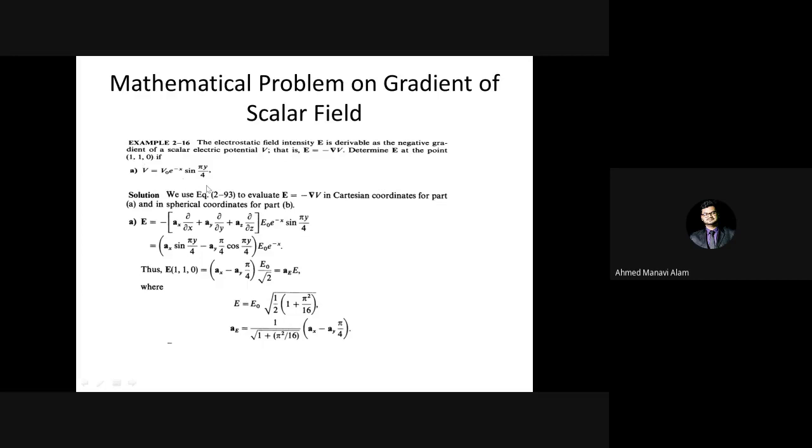Now, if we look very closely, the voltage expression is given something like this: V equals V naught e to the power minus x sine pi y by 4. By looking at this, it might seem complicated, but it is not complicated at all. You just need to provide some sort of attention, and you will understand the solution.